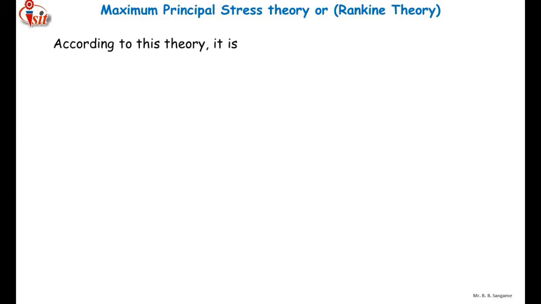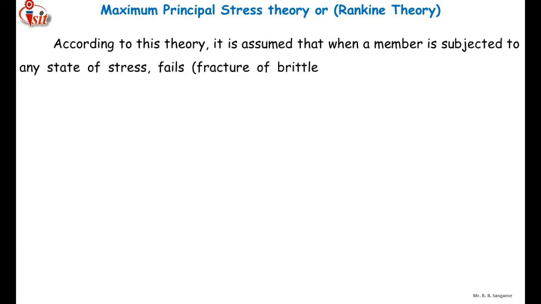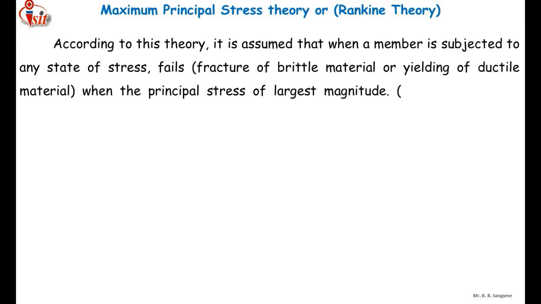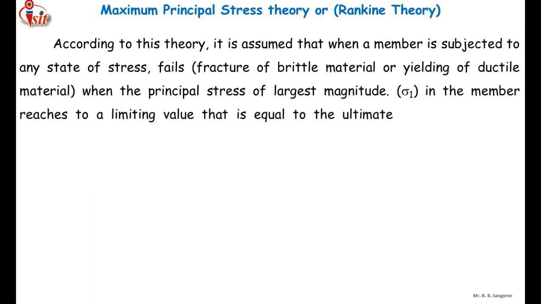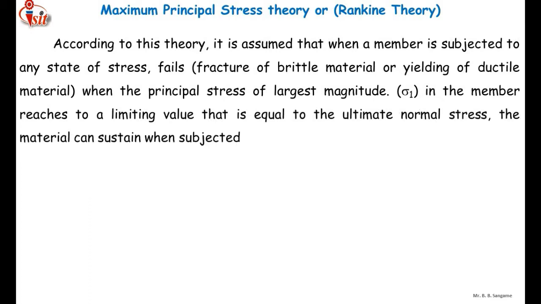So let us first discuss the maximum principal stress theory. According to this theory, it is assumed that when a member is subjected to any state of stress, it fails by fracture in the case of brittle material and by yielding in the case of ductile material, when the principal stress of the largest magnitude, that is sigma 1, in the member reaches a limiting value equal to the ultimate normal stress the material can sustain when subjected to simple tension or compression.